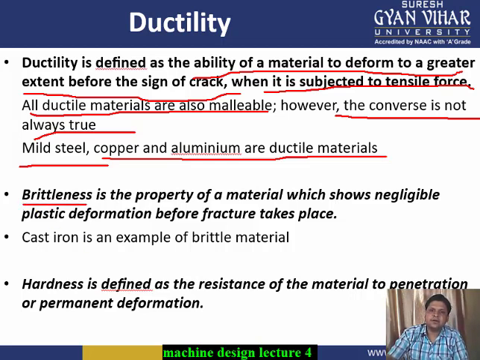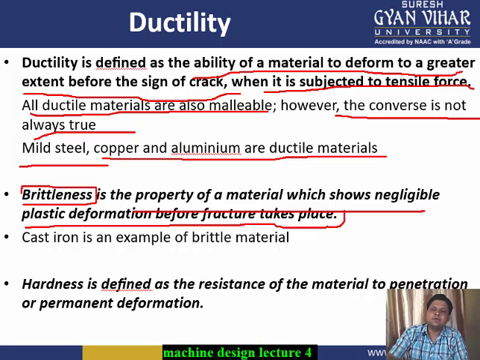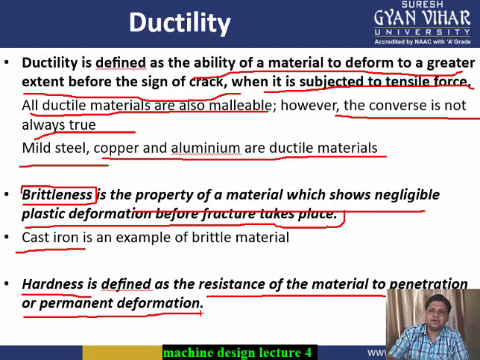Now brittleness is what? Brittleness is just the opposite of ductility. It is the property of a material which shows negligible plastic deformation before fracture takes place. And cast iron is an example of brittle material. Now what is hardness? Hardness is the resistance of a material to penetration or permanent deformation. It is the resistance to penetration. If you can't penetrate any object, this means that the material is very hard.